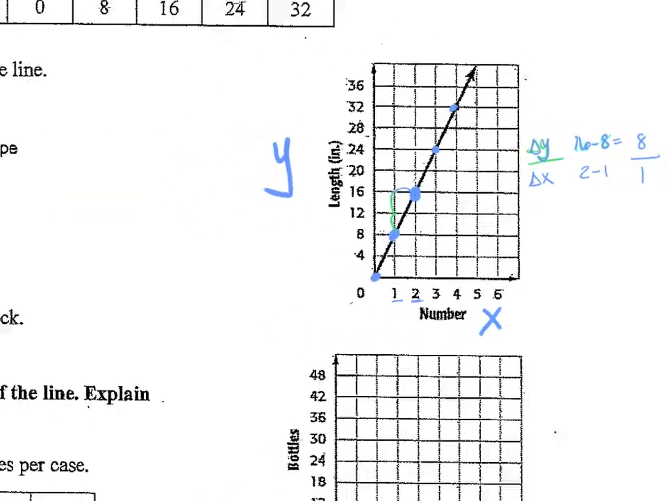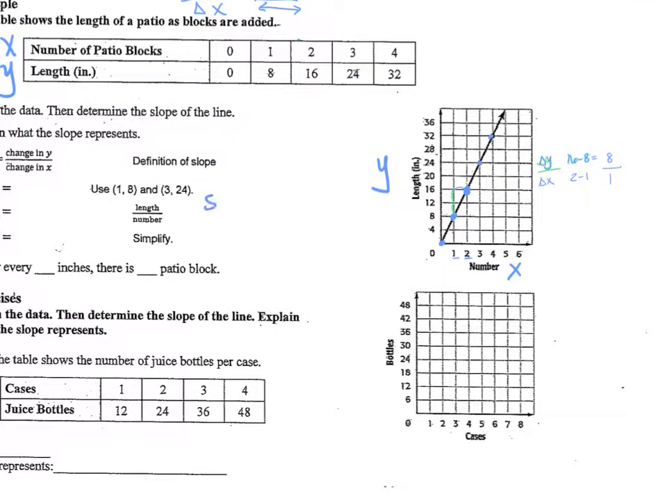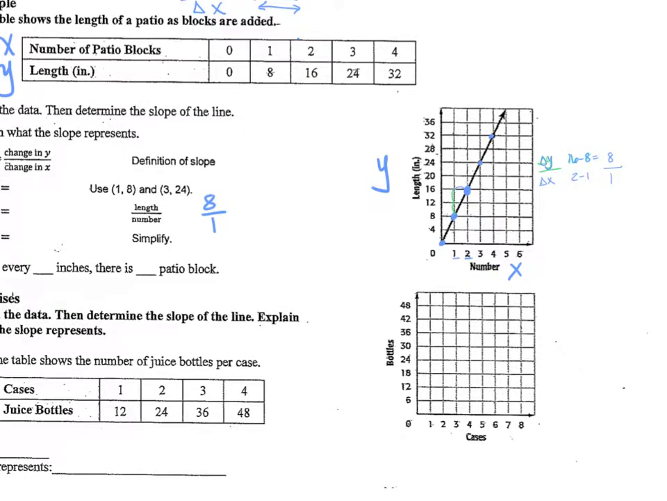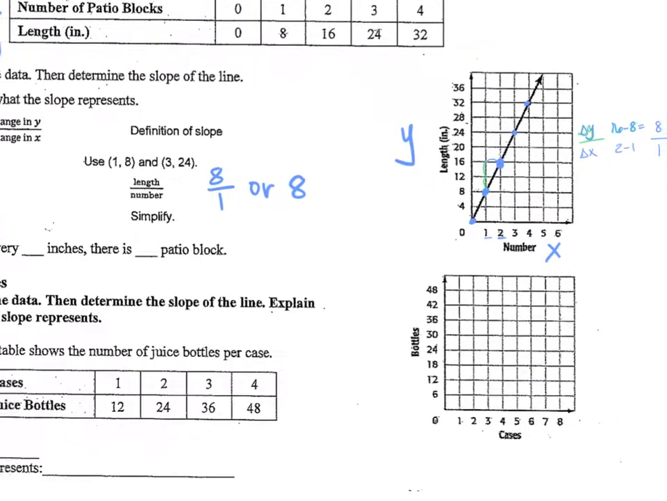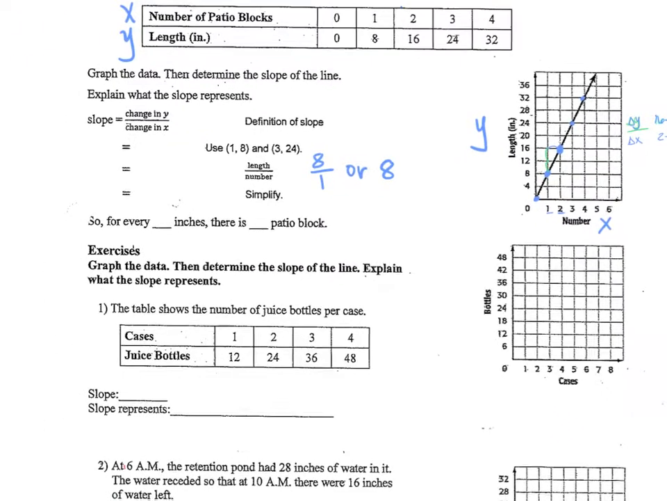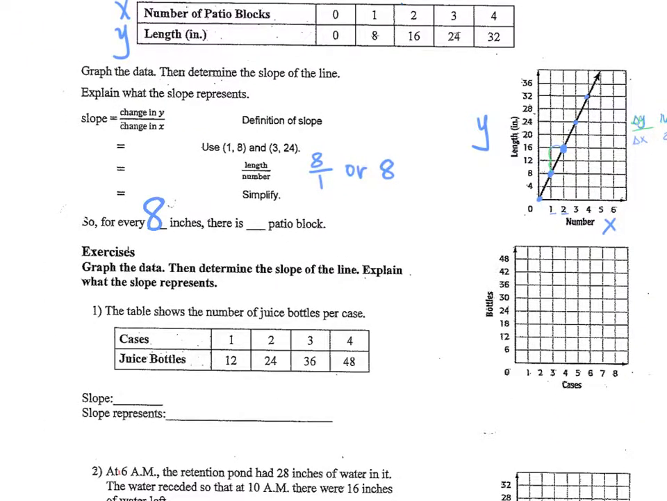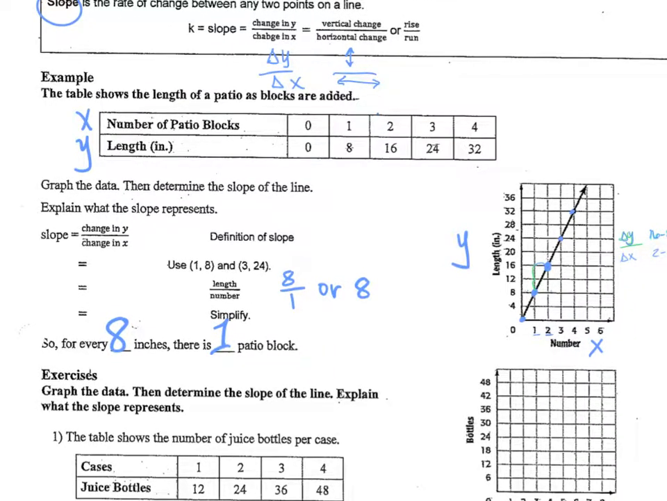So 8 over, we've done this before. 8 over 1 is my slope. My number is 8, 8 over 1, or just 8. But to make it make sense with your graph, you kind of want it to be over a number so that you can explain it. So for every 8 inches, there is 1 patio block. And you guys have seen this before when we were just given tables. It's the same thing. 16 minus 8 is 8. 2 minus 1 is 1. And that's your slope.